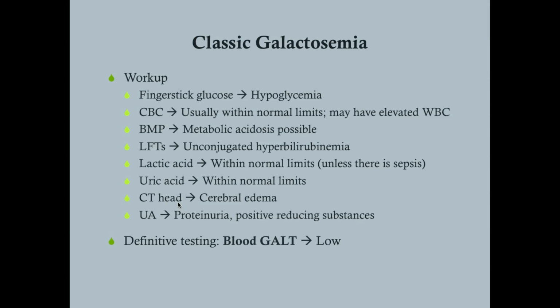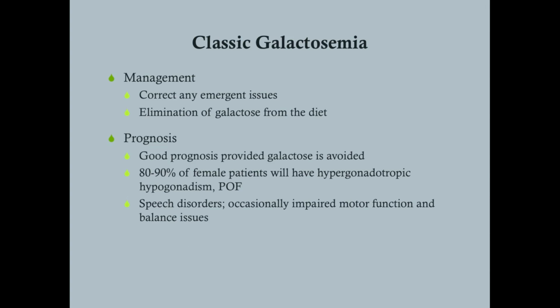A CT of the head may show some cerebral edema. Urinalysis should show some proteinuria if you have sufficient renal damage, as well as, of course, positive reducing substances from the galactose in the urine, because you have so much galactose in the blood, it's coming out in the urine. The definitive test is a blood assay of GALT, and that's going to be low. What do we do to treat these patients? We're going to correct any emergent issues, and then we eliminate galactose from the diet.